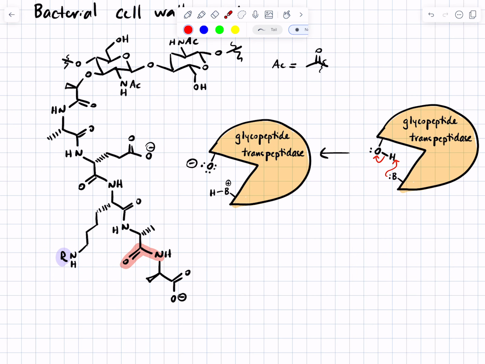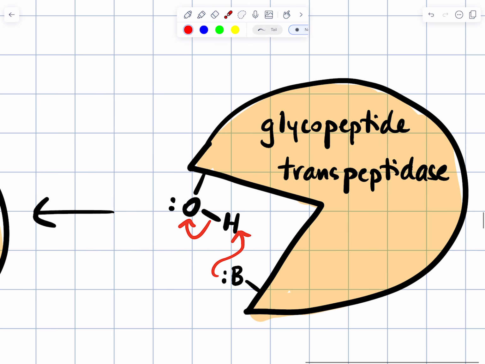Understand, though, that the first step of this reaction is that nature needs to hydrolyze this amide bond and convert it to an ester. And the ester is going to be linked to an enzyme. So here is the enzyme, glycopeptide transpeptidase. I'm drawing it as Pac-Man. That's way before your time, so Google it and read the Wikipedia article. Pac-Man was very big back in the day.